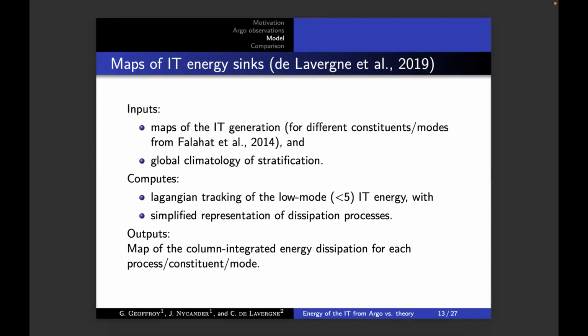Then we have this Lagrangian tracking part of the computation. As the energy flux is propagated, we also compute what fraction of this flux is dissipated along the way for each grid point. So as output, we get global maps of the dissipation and also global maps of the energy content related to a particular constituent and mode of the internal tide.